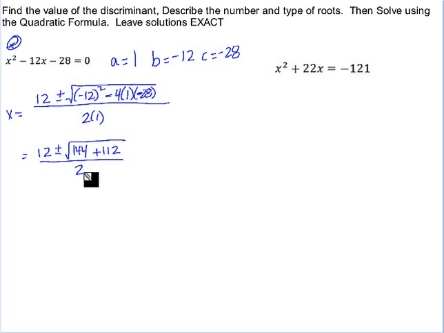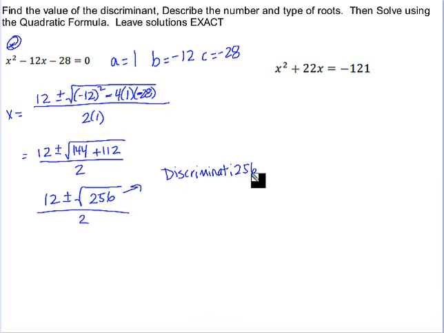Well, 144 plus 112 gives us the square root of 256 all over 2. So this tells us the value of the discriminant. So the discriminant here is 256.